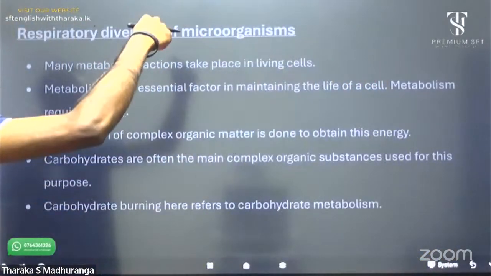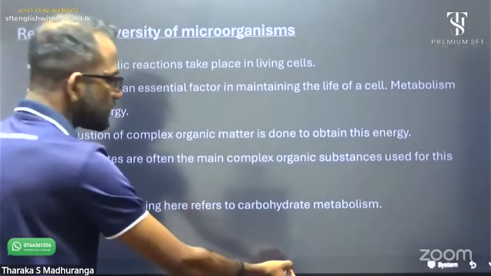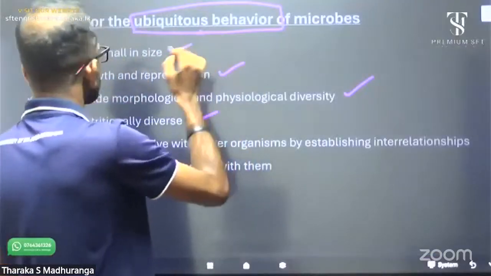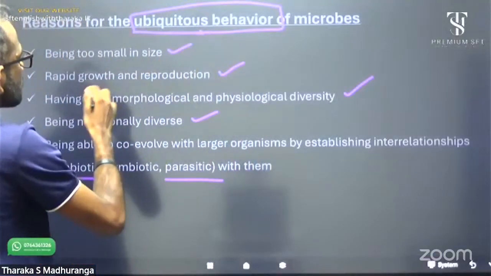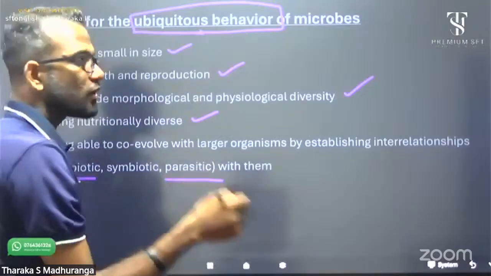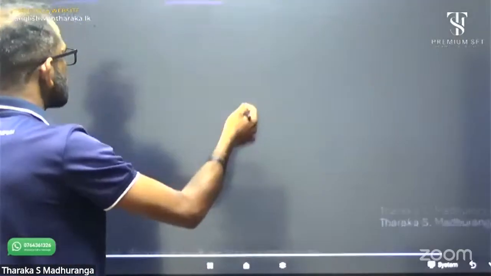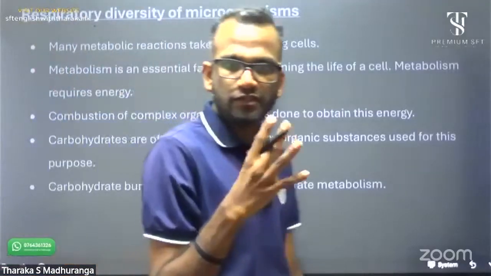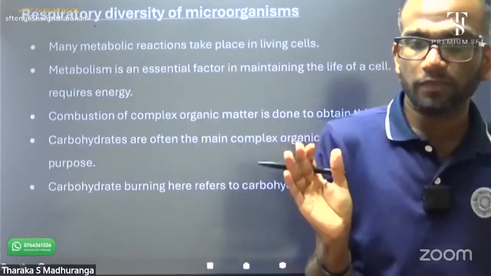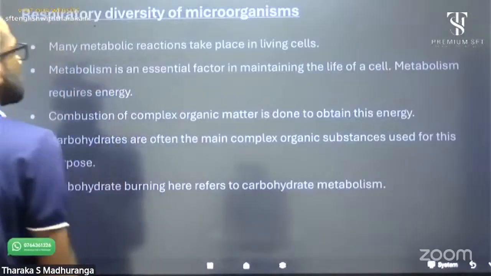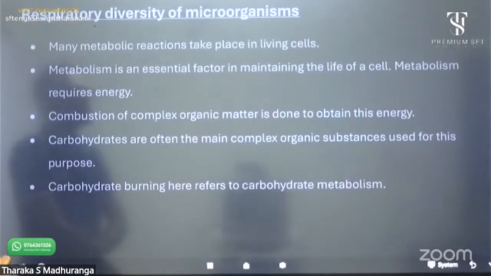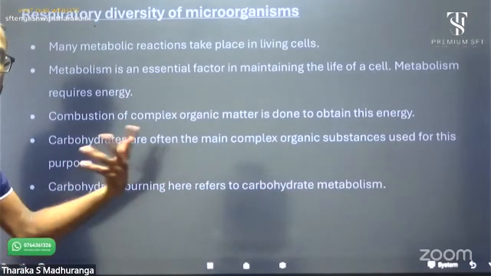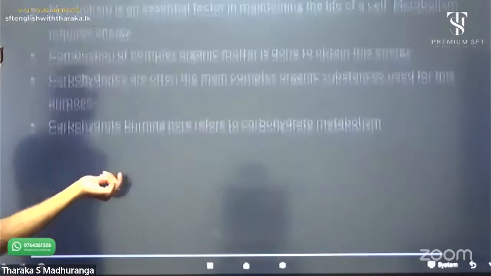Okay, let's move on now. First and second one you can understand, right? They are very small in size, you already know, and rapid growth and reproduction rate, you already know. Let's move into morphological difference. Morphological difference means they have 4 respiratory types. Mainly metabolic reactions take place due to the respiration, right? Energy for metabolic activity is obtained by the respiration.